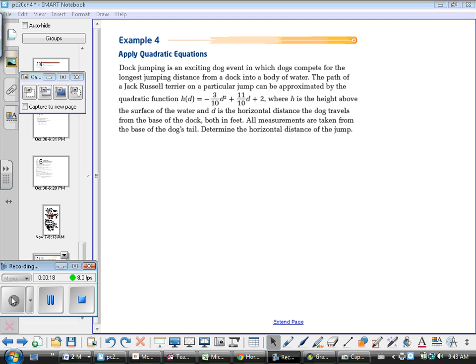The path of a Jack Russell Terrier on a particular jump can be approximated by the quadratic function h of d, so height as a function of distance, equals -3/10 d squared plus 11/10 d plus 3.